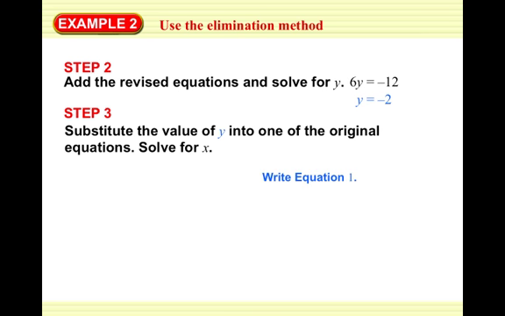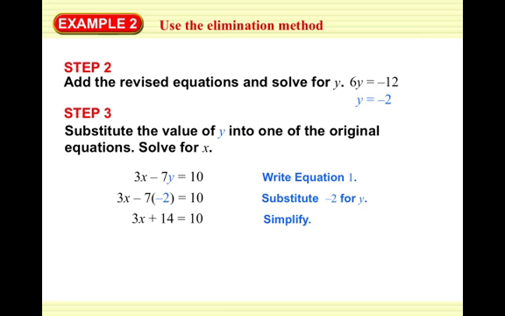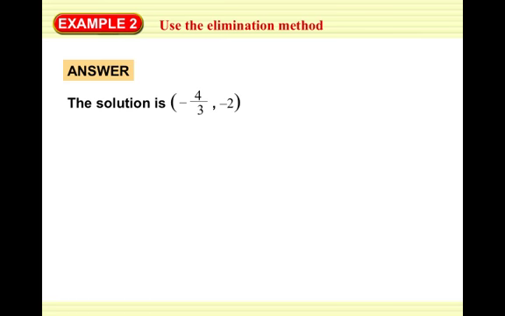Let's use equation 1. So we have 3x minus 7y equals 10. So let's substitute that negative 2 in for y. So 3x minus 7 times negative 2 equals 10. So that would be 3x plus 14 equals 10. And then subtract 14 from both sides. We get 3x equals negative 4. Divide by 3, we get x equals negative 4/3. So our solution is negative 4/3, negative 2.